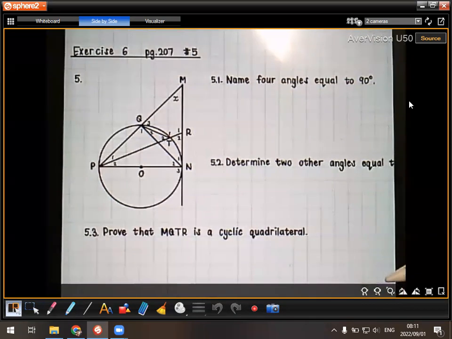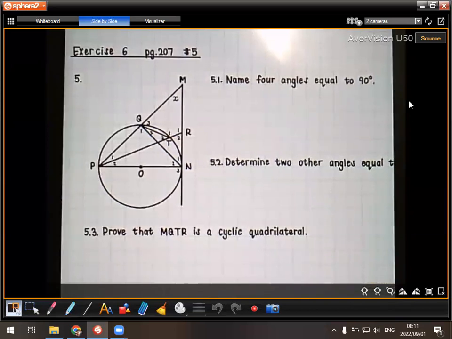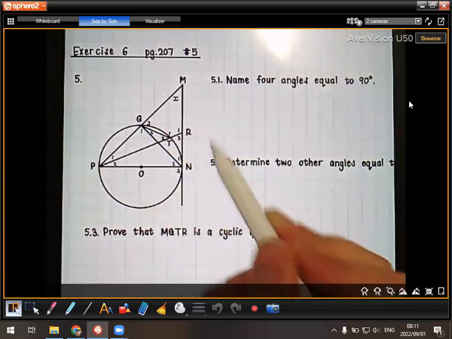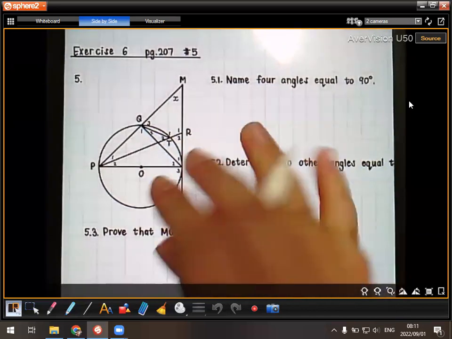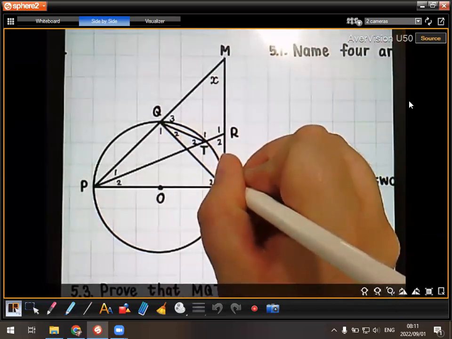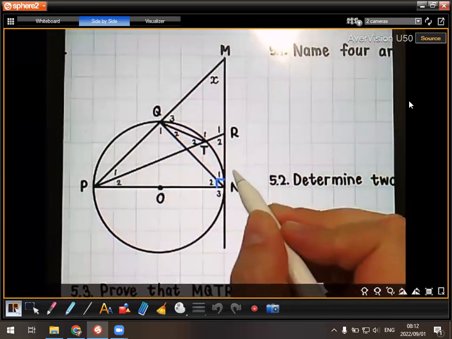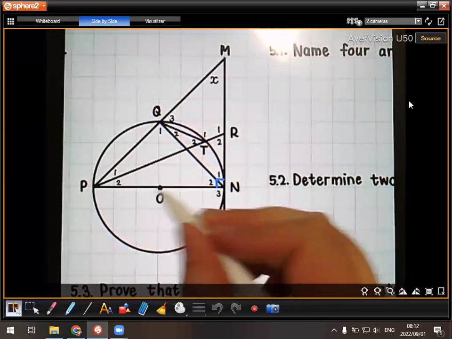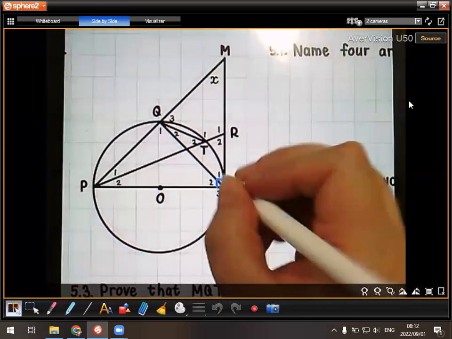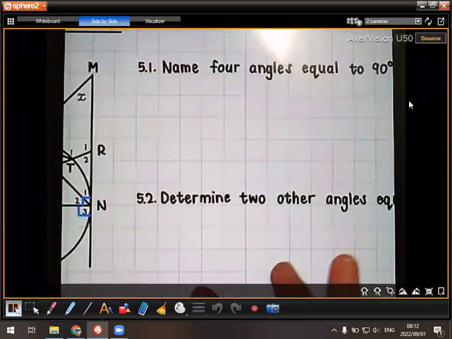So for 5.1, they asked us to name four angles that are equal to 90 degrees. However, you actually have to find two, and then you can use angles on a straight line to get the other two. So if we're looking at tangent perpendicular to radius, you could say that angle N1 plus N2 is 90 degrees, because tangent is perpendicular to radius, and then because of angles on a straight line, N3 is 90. All right, so I'm just going to write that down.